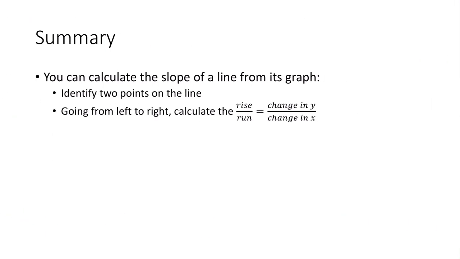So you can calculate the slope of a line from its graph. You can identify 2 points on the line, and then going from left to right, you can calculate the rise over run, or in other words, the change in y over the change in x. Remember our sign conventions when we do this. If you go up, that is positive, down is negative, right is positive, and left is negative.